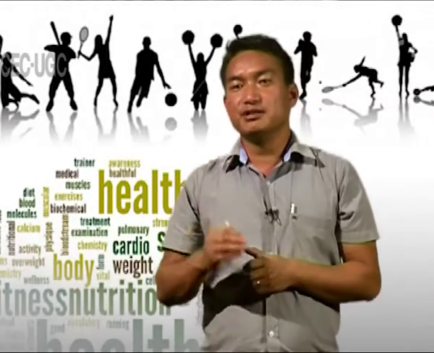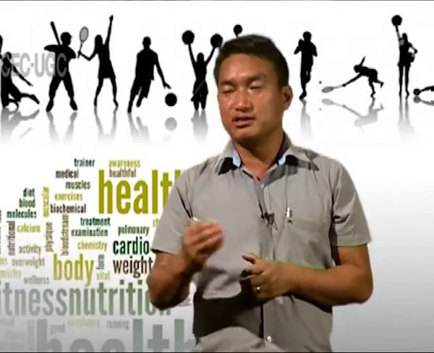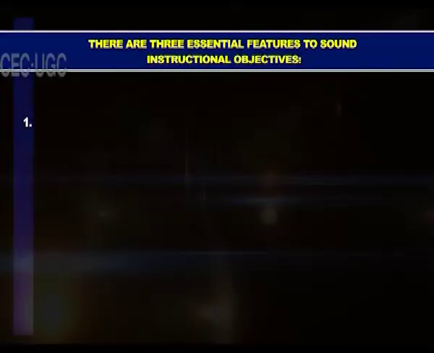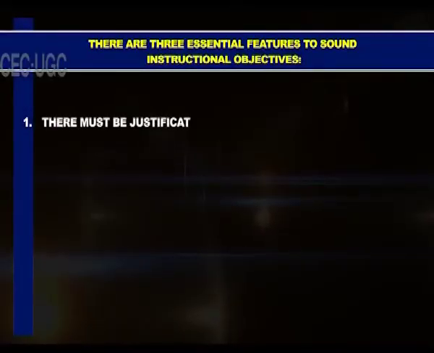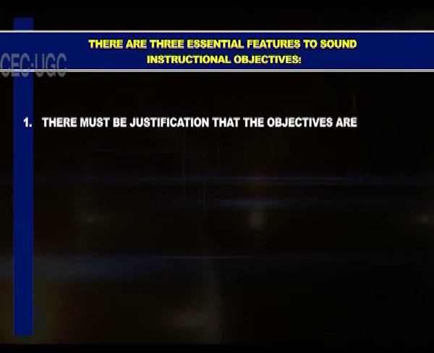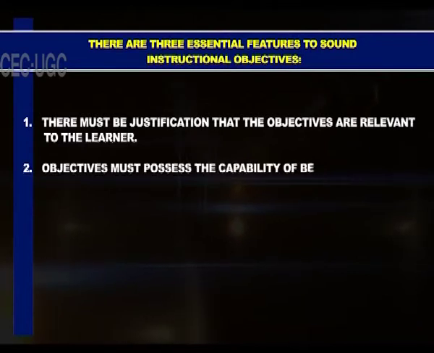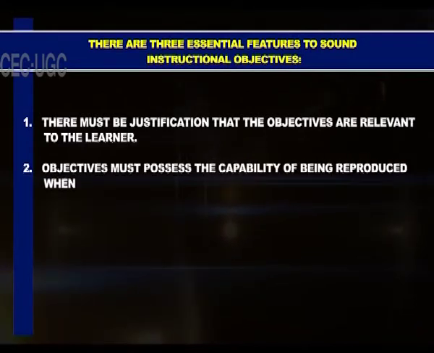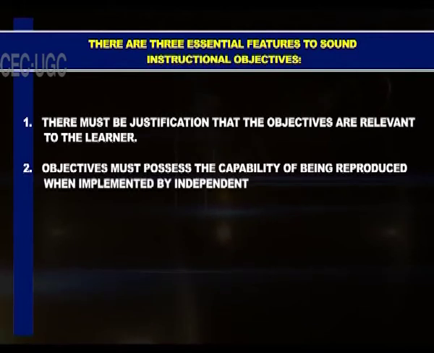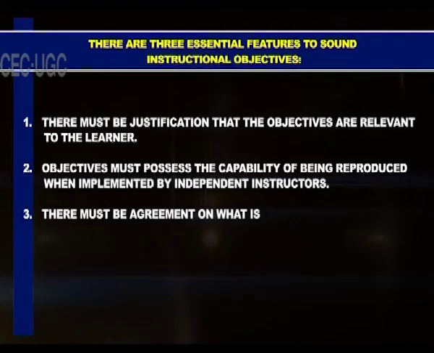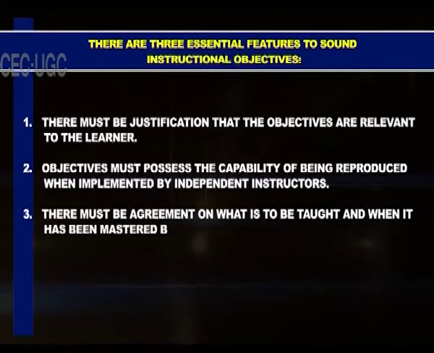There are three essential features to a sound instructional objective. Number 1, there must be justification that the objectives are relevant to the learner. Number 2, the objective must possess the capability of being reproduced when implemented by an independent instructor. Number 3, there must be agreement on what is to be taught and when it has been mastered by the student.